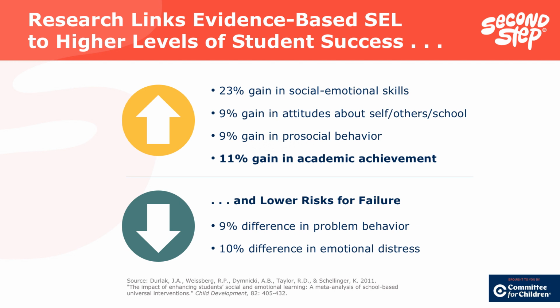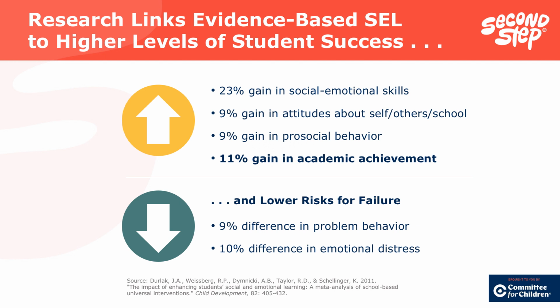So this slide really highlights a study that was done in 2011 that was a meta-analysis that looked at 213 studies of school-based universal interventions for SEL. And this meta-analysis was a real landmark study because it put numbers to what many people in education felt was true. That is that kids do better in school if they are socially and emotionally supported, and that schools take an active role in helping them build those skills.